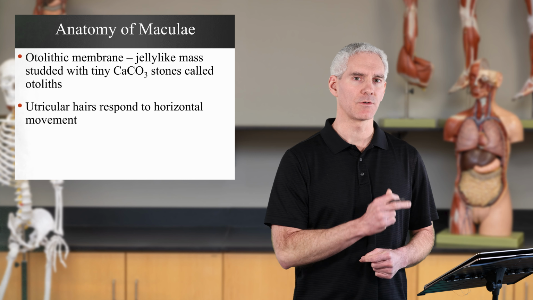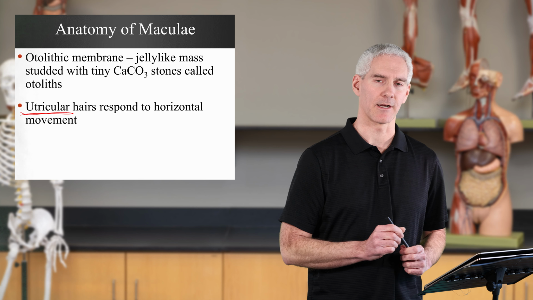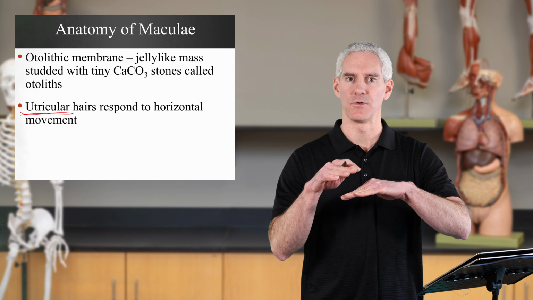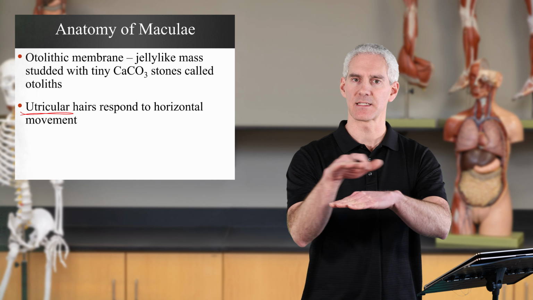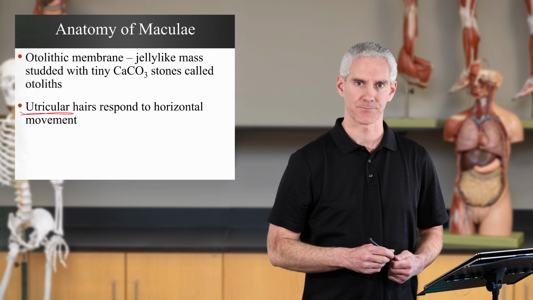You're going to have two other types of receptors here. You're going to have the utricular hairs. Now these utricular hairs are for horizontal movement: moving forward, moving back, moving side to side. Understanding horizontal movement in relation to gravity.